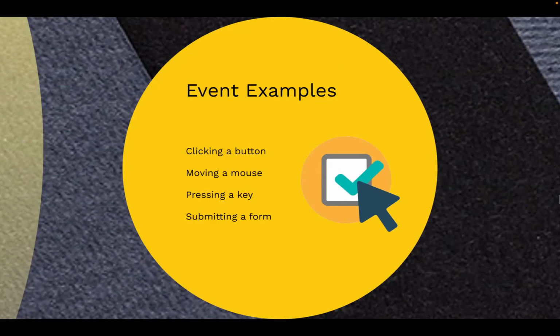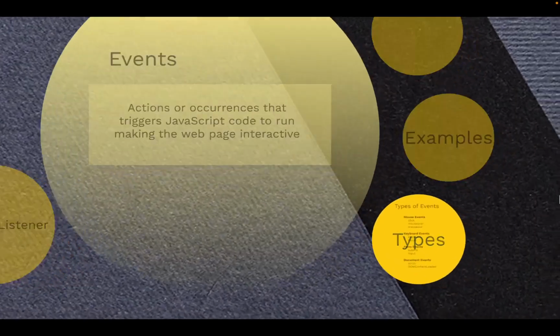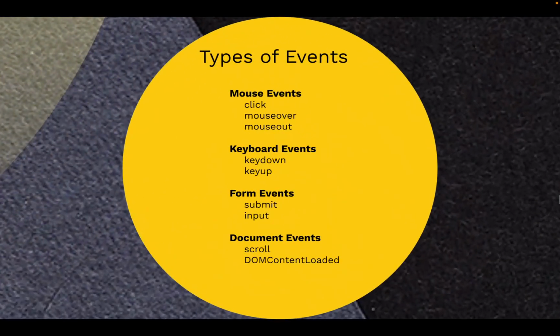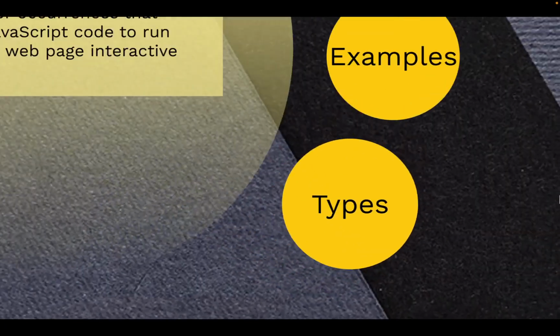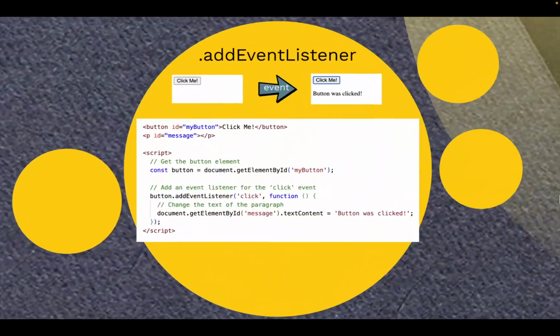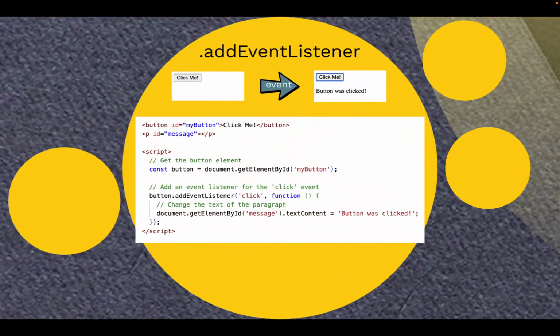Each event has a keyword that will be used as a parameter to listen for that event. Here's a brief list of some of them: mouse events, form events, keyboard events, and document events. The following is an example of listening for a click event. Once the event is triggered, a function runs that puts a message on the screen that says button was clicked.